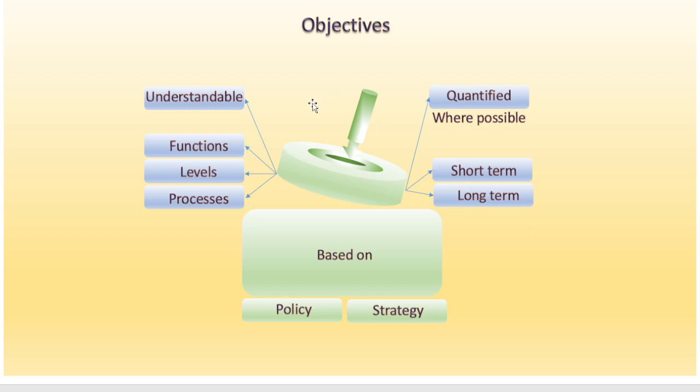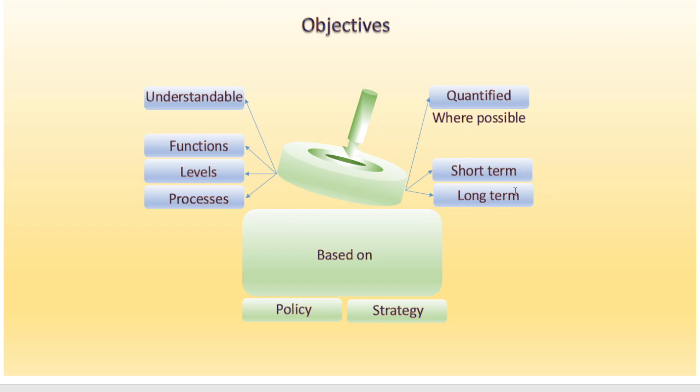Then you need to define the objective for all levels, that is from top management to junior level, and for all processes. You may have processes like machine shop, weld shop, foundry, whatever processes you have in your organization, you need to define the objective for all those processes also.